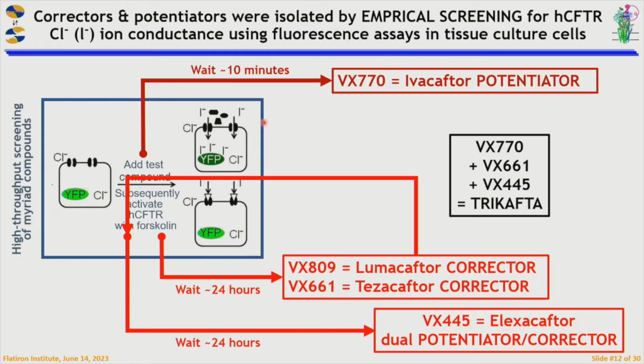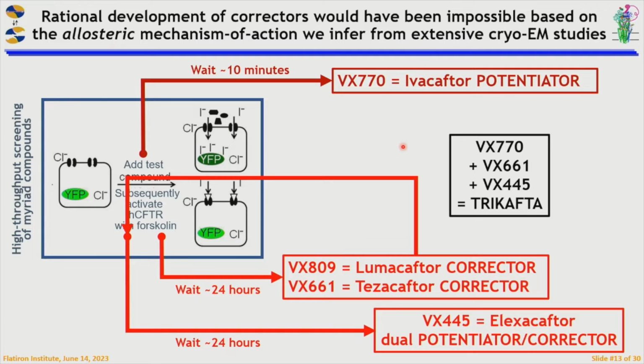Okay, so I'm not going to go into this at all, but just to make the point that the correctors and potentiators were isolated by empirical screening. This is sort of a flow chart showing how that went. Everyone in this room probably knows that, so I'm not going to go into this in detail here. But the point I want to make is that I'm going to show you now the allosteric mechanism of action.